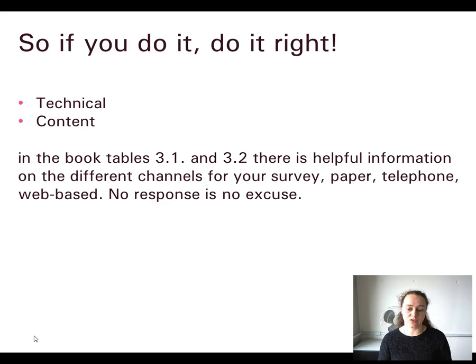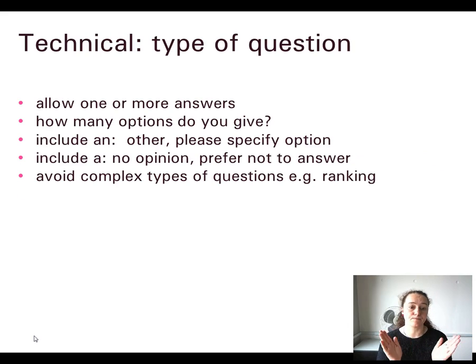So I'm going to talk about two aspects of doing them right: technical aspects and content aspects. In the book, tables 3.1 and 2.3 give helpful information on choosing what type of survey is good, whether you should do it on the internet or via email, whatever. Just look at that. If you decide to do it and then say people are not responding, there's no excuse. You have to make the right choices so that you get your answers.